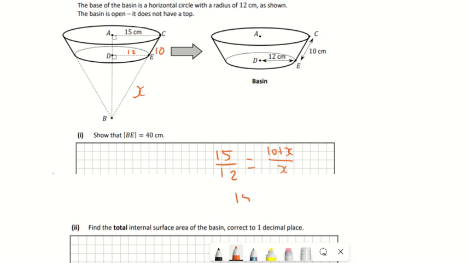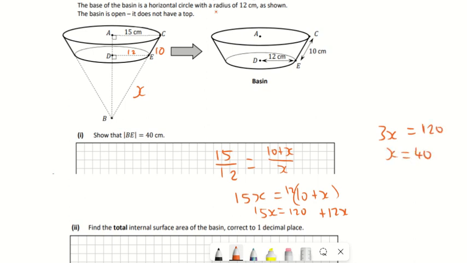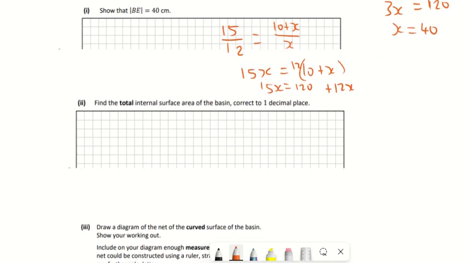So if you cross multiply, you get 15x is equal to 10 plus x times 12, which is 120 plus 12x is equal to 15x. So move the 12x to the other side, you get 3x, because 15x take away 12x is 3x, is equal to 120. Shouldn't be an x in there actually, it's just 120. Therefore x is equal to 40, so we've shown what we needed to show.